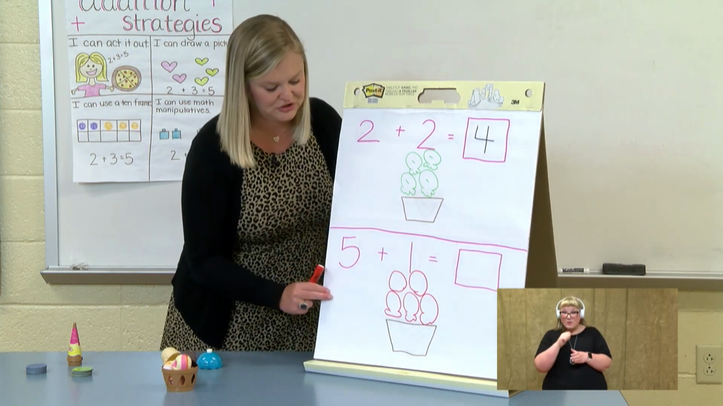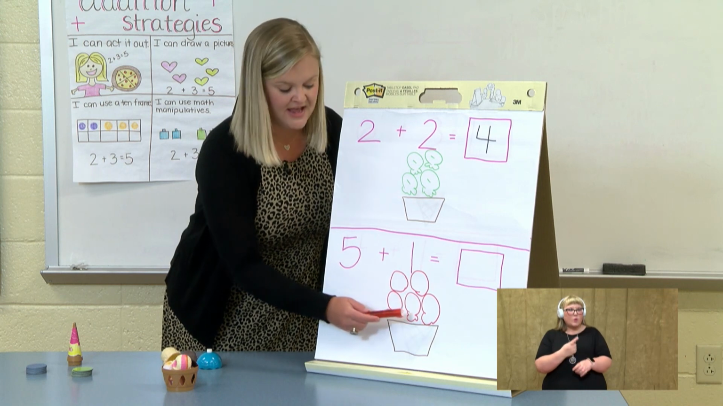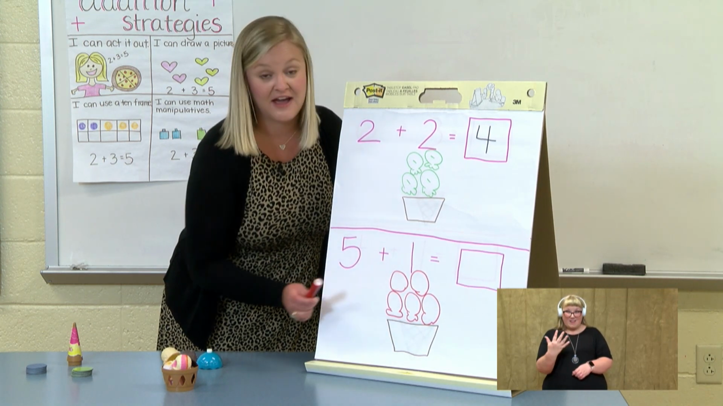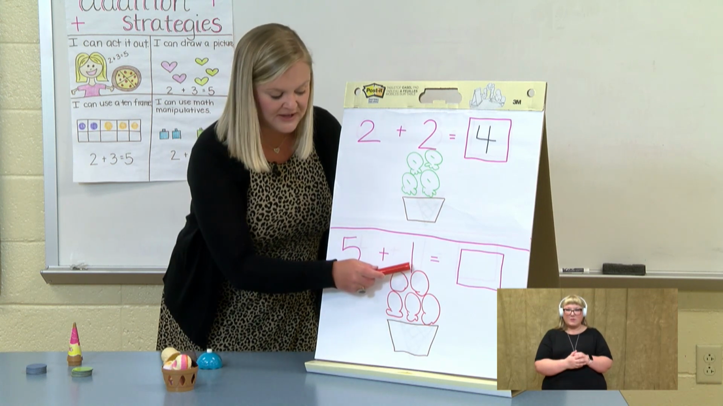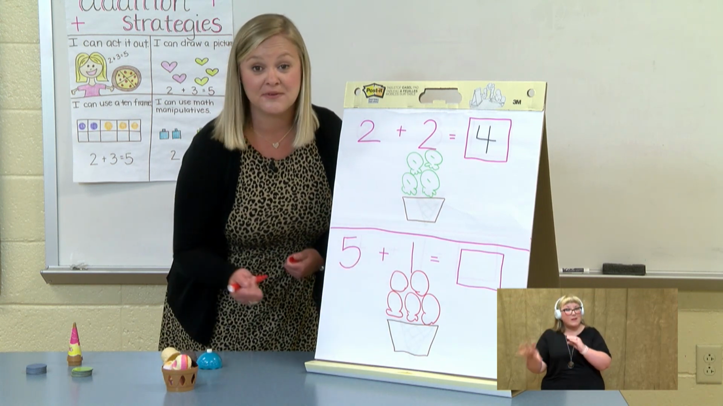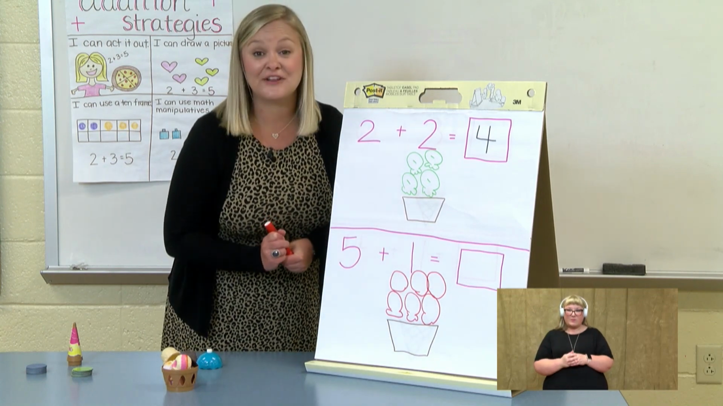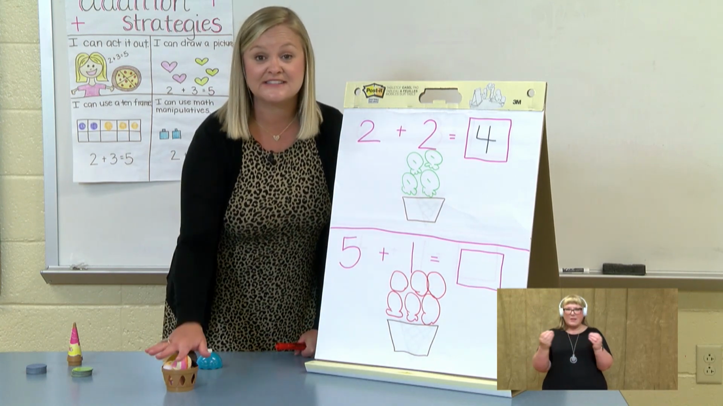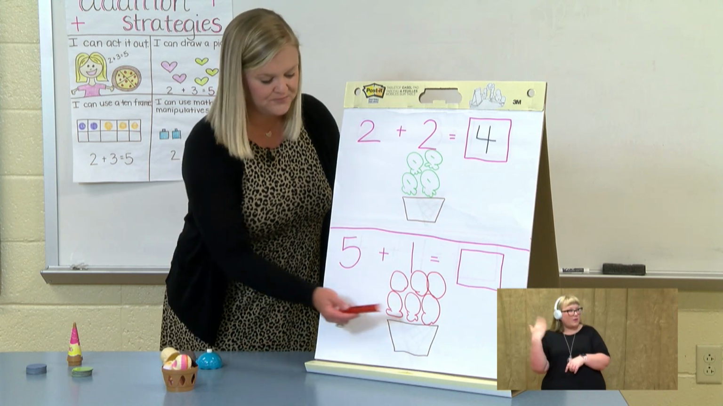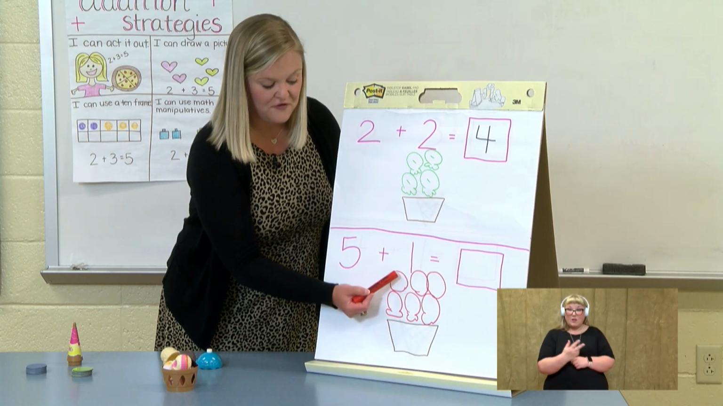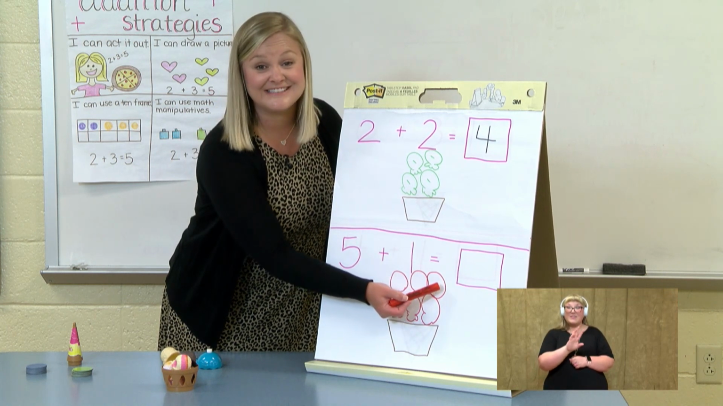Let's count and make sure we drew the right amount. 1, 2, 3, 4, 5. Excellent job. How many more do we need to add to our cup? 1 more. Good job. Now let's count them all together and see if we get the same answer as when we acted it out. 1, 2, 3, 4, 5, 6.